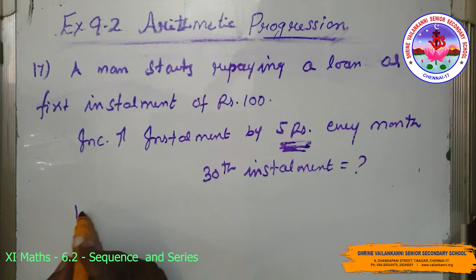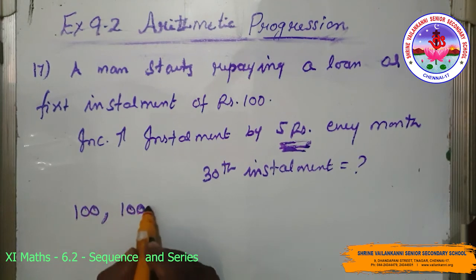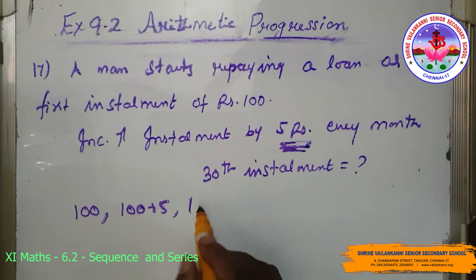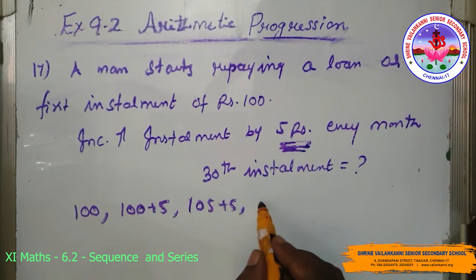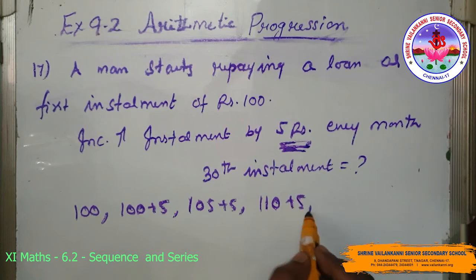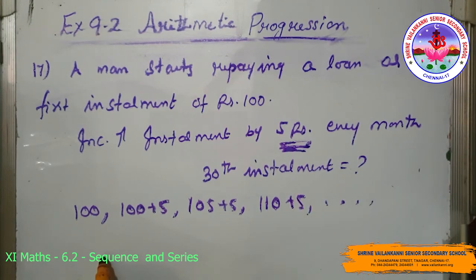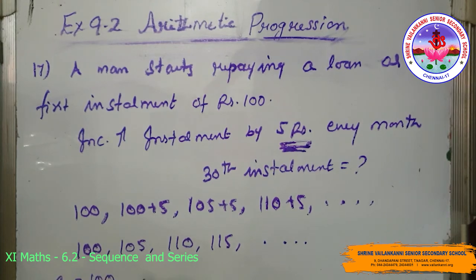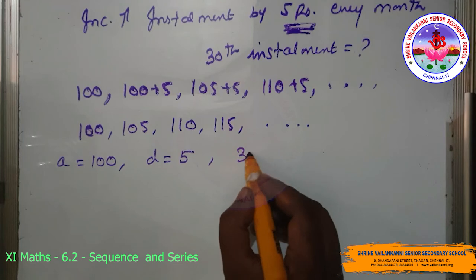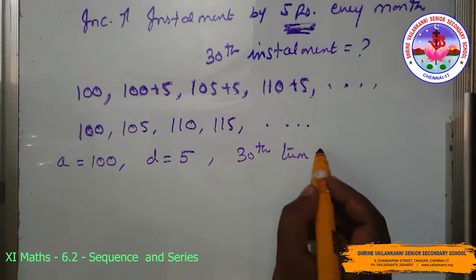So the first installment is 100. Every month it increases by 5. Then 105 plus 5, then 110 plus 5, etc. So the AP is 100, 105, 110, 115, etc. Thus the amount that the man repays every month forms an AP. First term is 100 and the common difference is 5. We have to find the 30th installment, that is the 30th term.